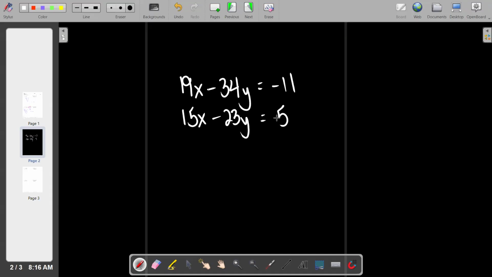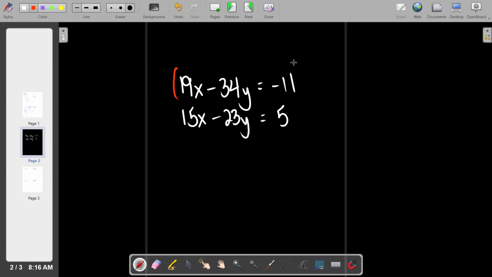Good. So I mentioned this last week. I want to make sure you're aware that the last one was kind of nice because we had an 8 and a 16, and everyone knows that you can turn an 8 into a 16. That was pretty easy. But in a case like this, let's say you wanted to eliminate the x's.